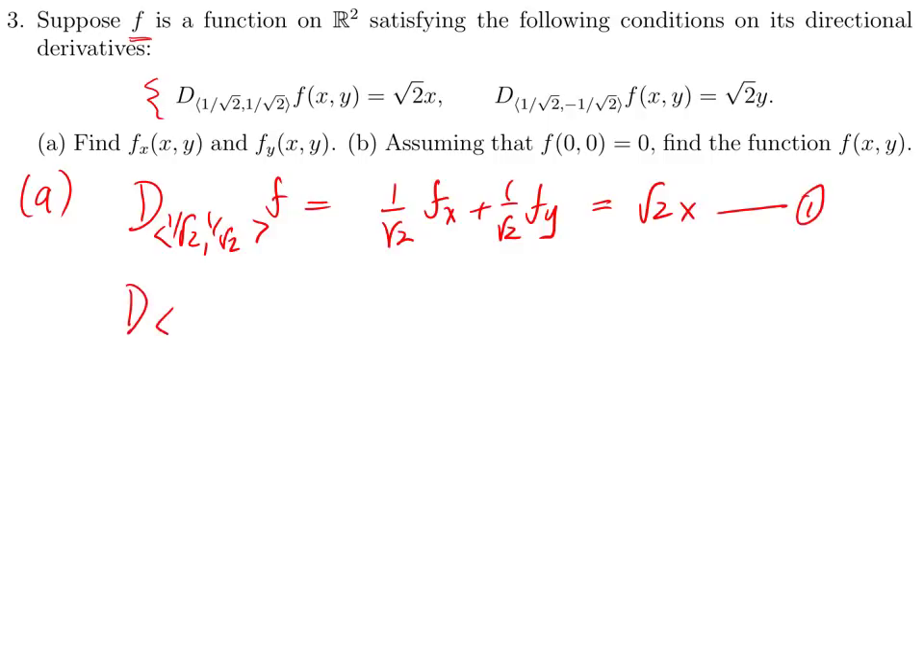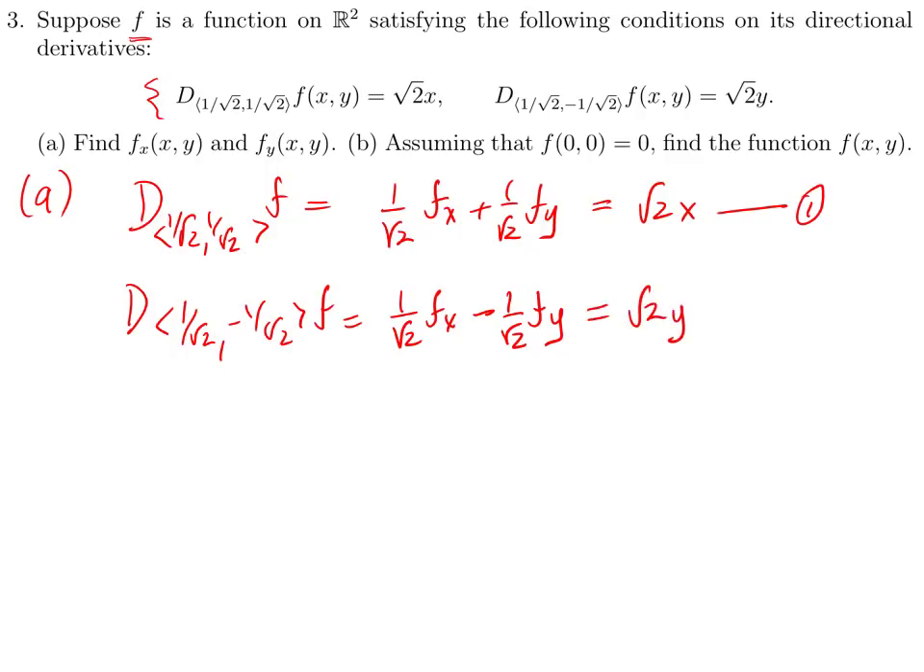Similarly, we know the directional derivative in this other direction, which again is just a linear combination of partial derivatives, is equal to square root 2 y. Let's call that equation 2. And now given this, our goal is to find fx and fy. So as you can see, this is just a system of linear equations, two unknowns. The only difference from what we may have done before is that the unknowns are functions, these functions fx and fy. But you can still do the same thing.